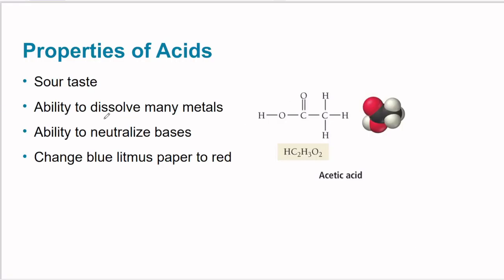Acids have a sour taste. They have the ability to dissolve many metals, the ability to neutralize bases, and acids change blue litmus paper to red. So blue litmus paper was often used before pH meters were widely available, but we use it even still today as kind of a quick method of testing whether something is acidic and giving us a rough idea of the pH. Here we see an example of acetic acid, which is an organic acid because it has a carboxylic acid functional group, and we'll talk about what that means in this chapter as well.